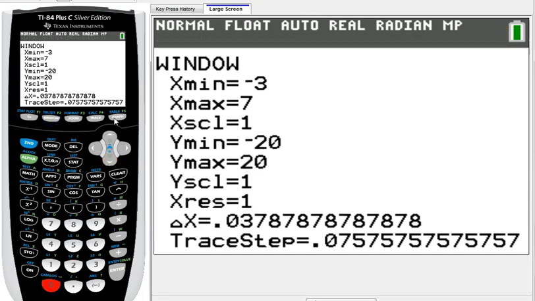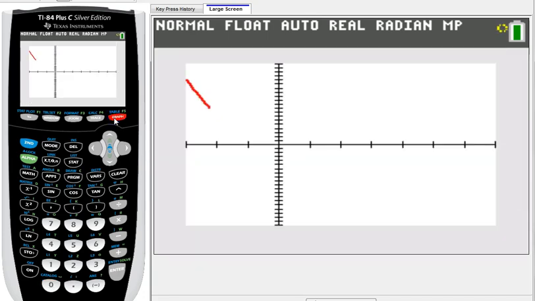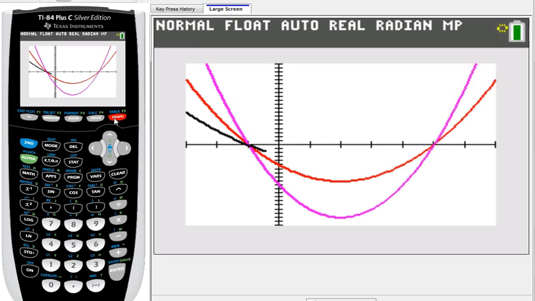All right, so now we've got our window range. We can just hit graph. It will proceed and make that graph. And the black one where it was half as big in the y direction.